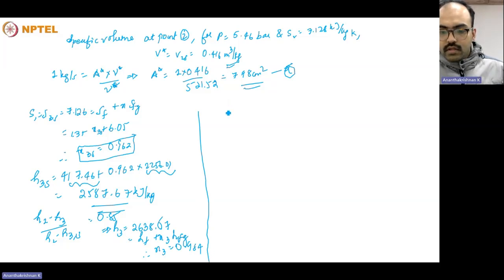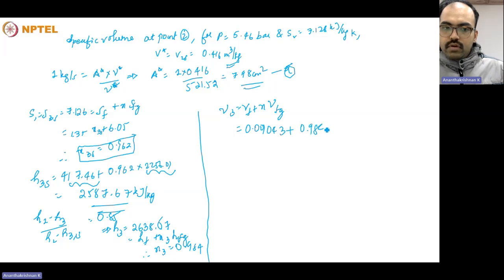We know the actual dryness fraction, so the point will be slightly shifted to the right. Therefore, nu3 is equal to nu f plus x nu fg. That will be equal to 0.001043 plus 0.984 times nu fg, equal to 1.686 meter cube per kg. So using this, we can determine the state point 3's area, that is the exit area of the nozzle. So 1 kg per second mass flow rate will be equal to area into V divided by nu.